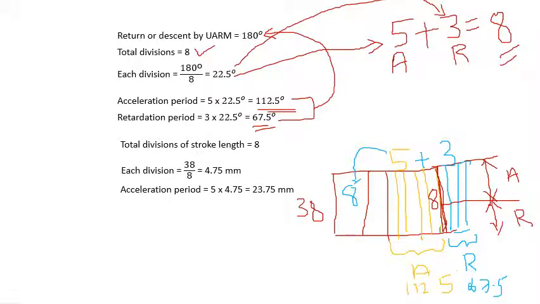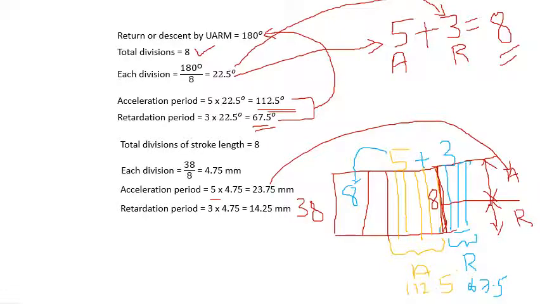Out of these 8 divisions, 5 are for acceleration. Therefore 5 multiplied by 4.75 gives 23.75. This is the acceleration period. Next, 3 divisions are for retardation. Therefore the retardation period is 14.25, which is nothing but this length. So take this length 23.75 and this length 14.25, while dividing each into 8 equal parts.